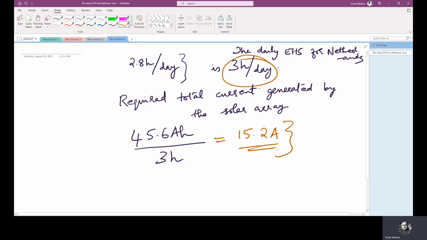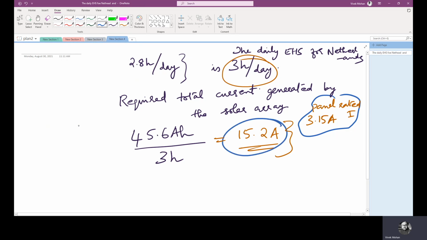Say the panel rated current is 3.15 amps. In that case, we can find the number of modules in parallel, because the total requirement is 15.2. So 15.2 divided by 3.15 will give you 4.8. But 4.8 panels cannot be in parallel, so it will be 5 modules. For one module, the rated current is 3.15, and 15.2 is the total current requirement.